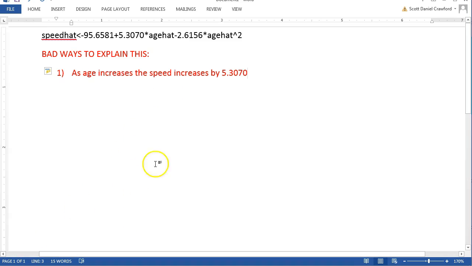And before you laugh, this is really common. People are trying to explain each of these coefficients, so they say, okay, here's age. I guess we don't need to call it age hat because I only have it here to help remind us. And so they say, what is the effect of age? Well, the effect is 5.307. So as age increases, the speed increases by 0.5307. That would have been true if this was just linear regression and we didn't have that piece.